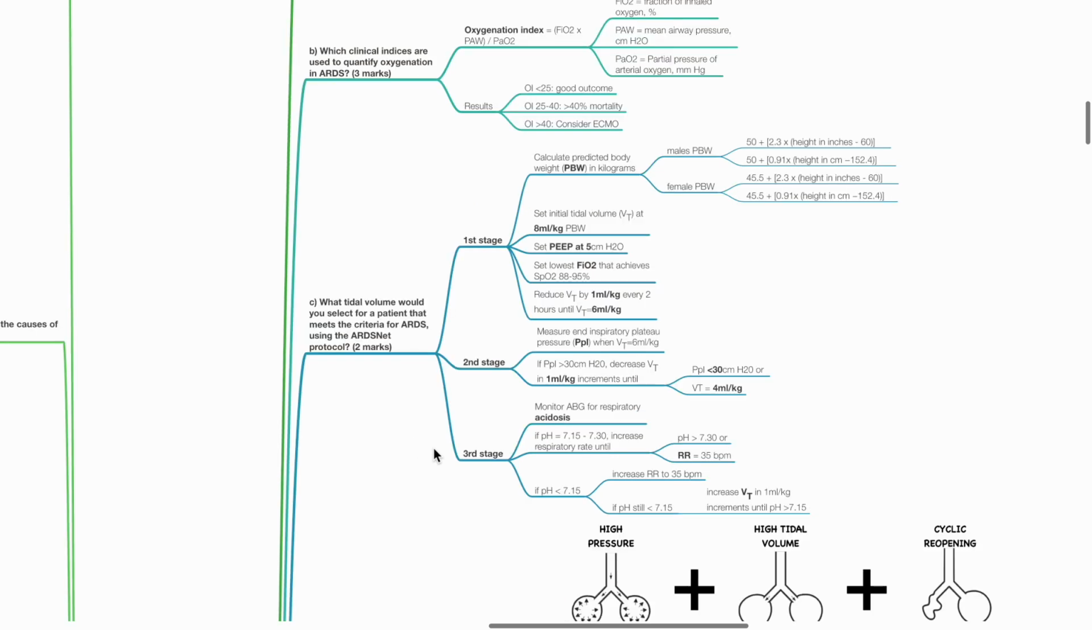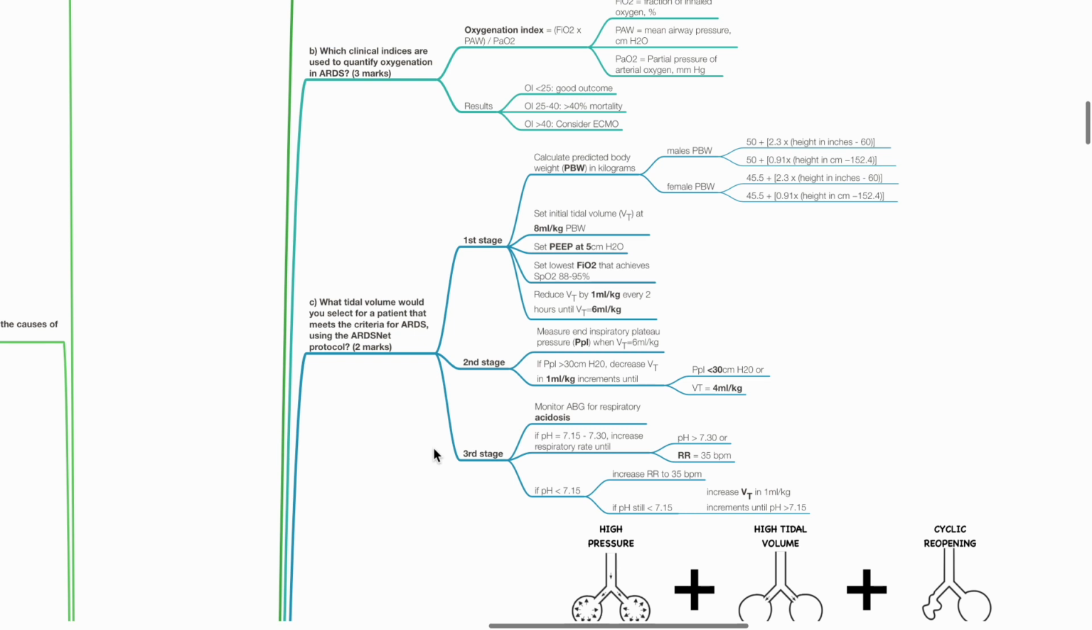C. What tidal volume would you select for a patient that meets the criteria for ARDS using the ARDSNet protocol? First, calculate predicted body weight. Set initial tidal volume 8 mL per kg predicted body weight, PEEP at 5 cmH2O. Set lowest FiO2 that achieves SpO2 of 88 to 95%. Reduce tidal volume by 1 mL per kg every 2 hours until tidal volume is 6 mL per kg. Then measure P plateau. If P plat is more than 30 cmH2O, decrease tidal volume in 1 mL per kg increments until P plat is less than 30 or tidal volume 4 mL per kg.